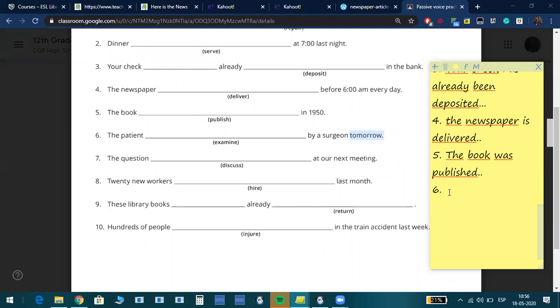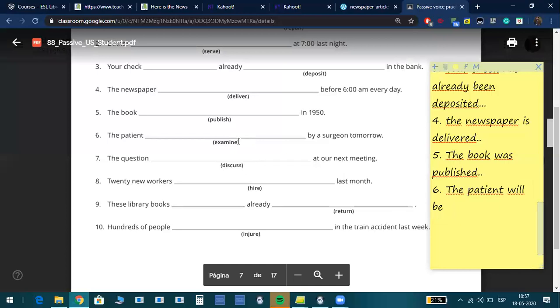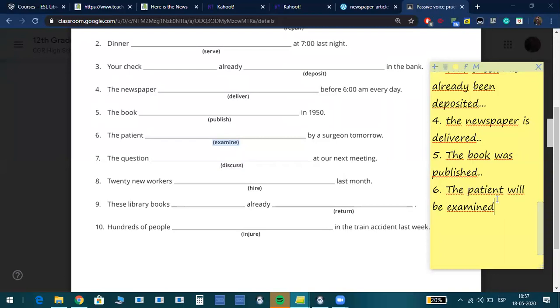Leo todo. Yeah, the patient will be... Okay, so we have the patient will be, ahí está su verb, will be. Ahí tienes tu futuro simple en pasivo. Y después tomamos el verbo: será examinado, examined, by bla, bla, bla. Ese going to be no es necesario porque aquí ya está todo. Will be, será examinado. El paciente será examinado.